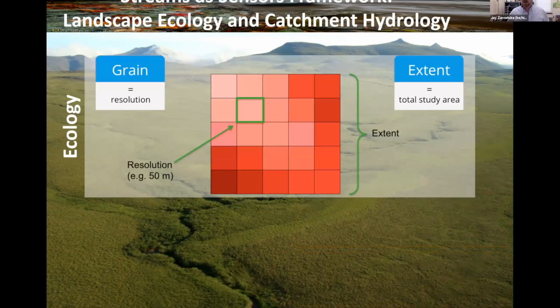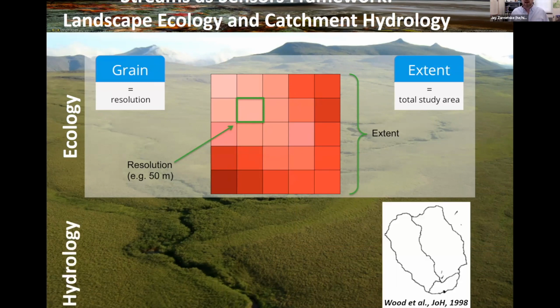As I promised this would be an interdisciplinary talk, I wanted to show you that in different disciplines we have common ways of thinking, but we use different words. In landscape ecology, we talk about the extent of a landscape. That would be the study area shown in this square. And then the resolution, or the grain size, is the scale at which we can make particular measurements. This could be population abundance or the chemistry of the soils.